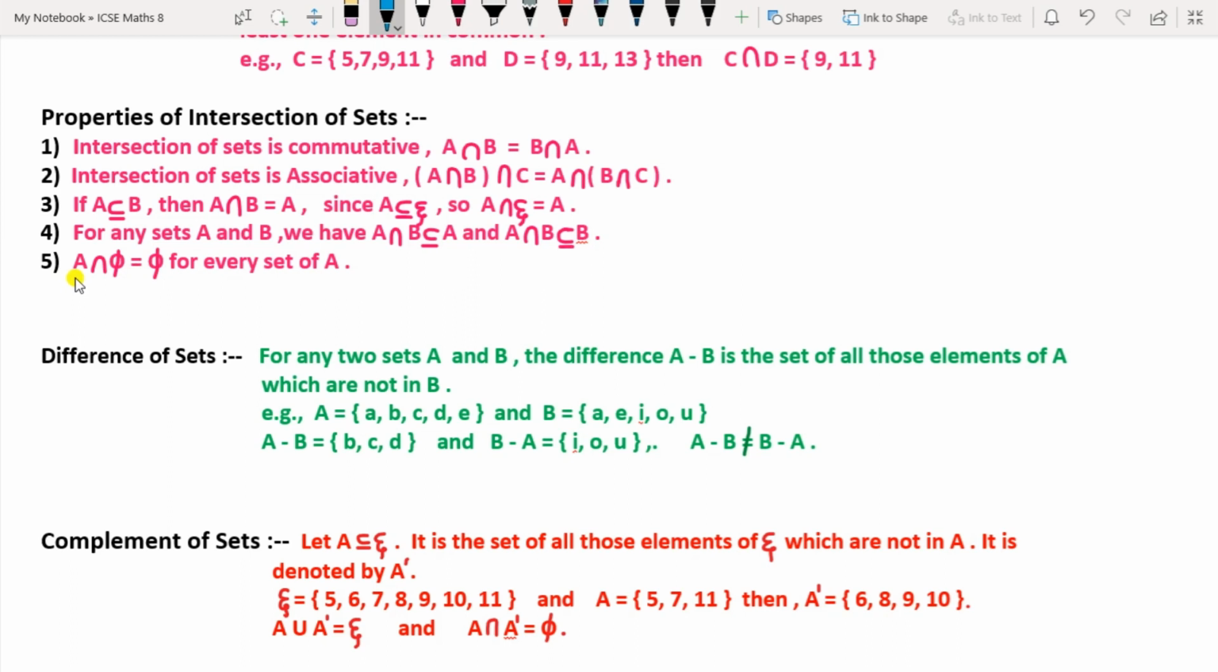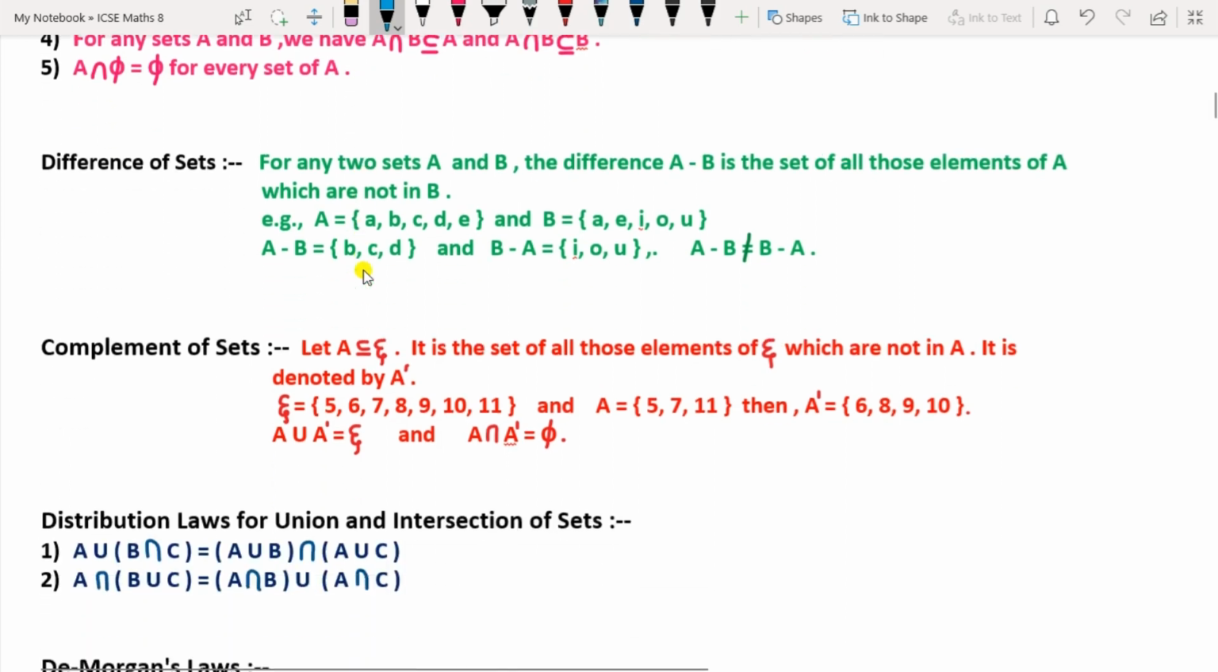If any set has an intersection operation done on it with the blank set, then the answer will be the blank set, because no element is common here. So it is a blank set for every set A. So these are some properties of intersection of sets.